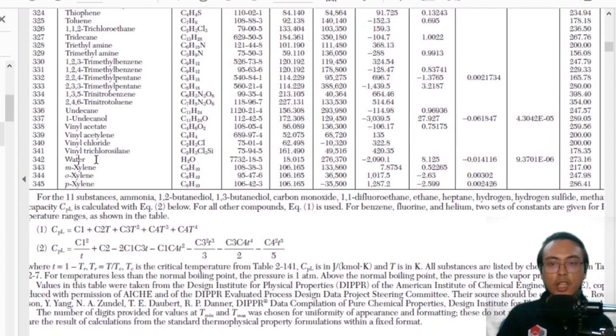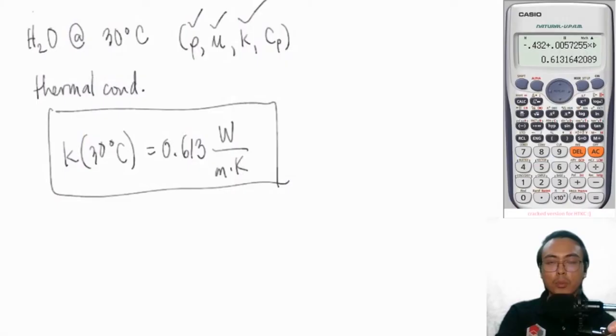Okay, so the heat capacity of water can be computed using equation 1. These are the constants of water from C1 to C5. You simply substitute these constants to this polynomial equation along with the temperature, and you have the value of heat capacity. So I will be leaving the solving of the heat capacity to you as a practice. And that's the end of our lecture.